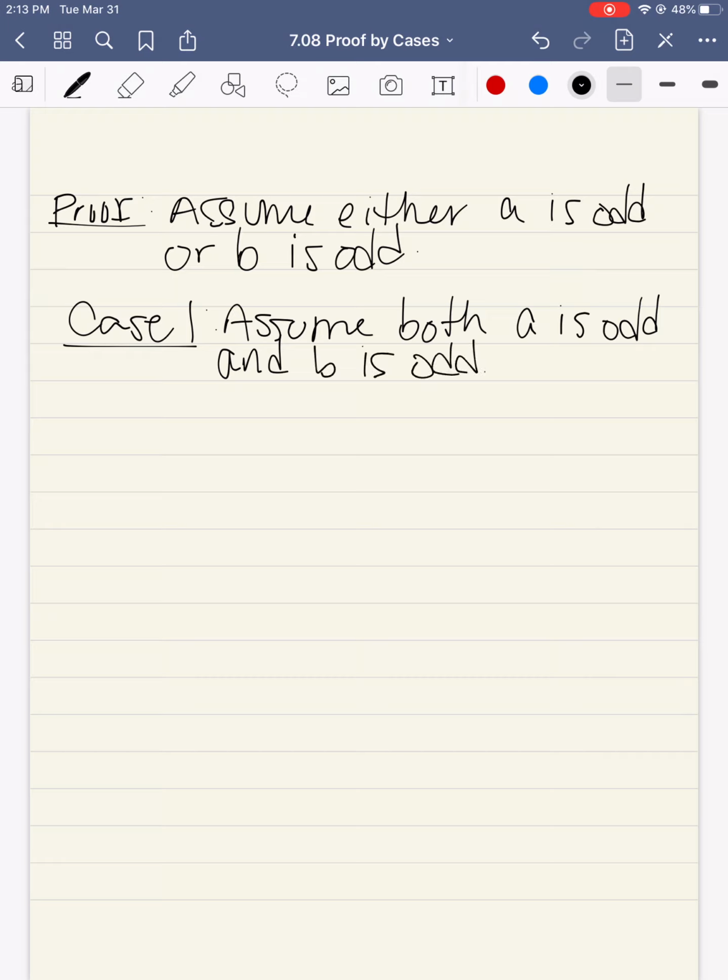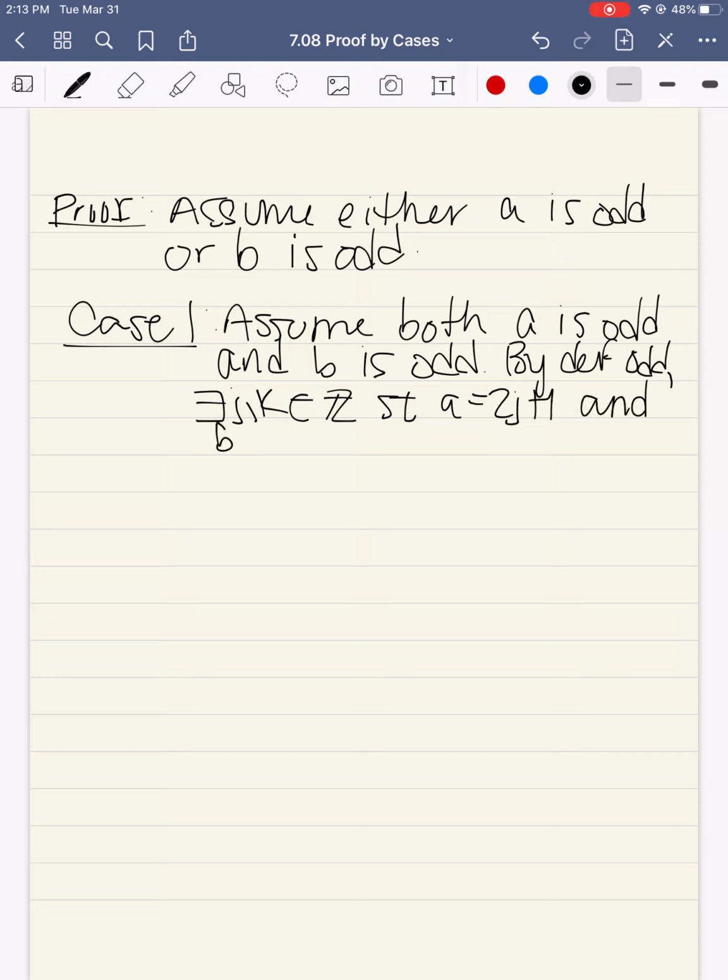So we've made an assumption, so we can hit this with our definition. So by definition of odd, there exists a J and a K in Z such that A equals 2J plus 1 and B equals 2K plus 1. So let's go ahead and start with our expression. We have A squared plus AB plus B squared. So we let A equal 2J plus 1.